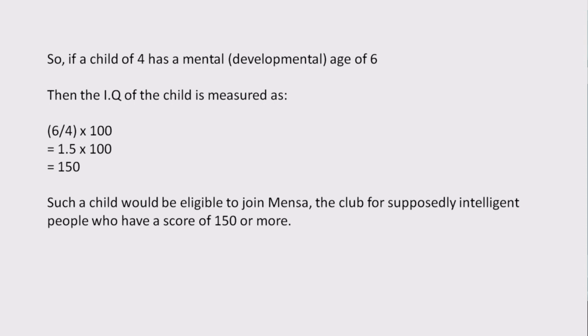So if a child of 4 has a mental age of 6, then the IQ of the child is measured as 6 over 4 times 100, which is equal to 1.5 times 100, equal to 150. Such a child will be eligible to join Mensa, the club for supposedly intelligent people who have a score of 150 or more. Right? So, great for them. But does it really work like that? I don't think so. Let's look a little bit further into this.